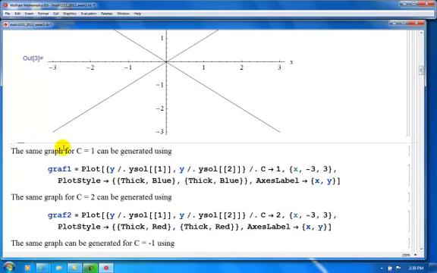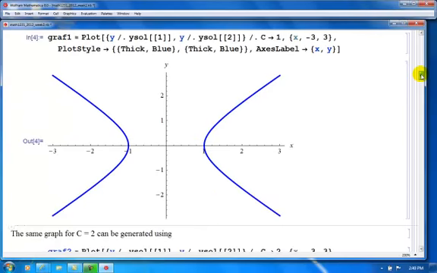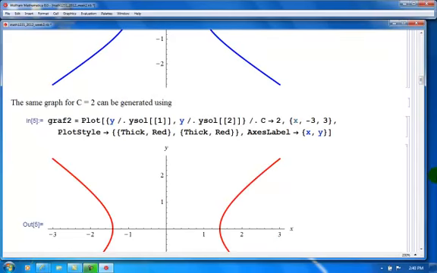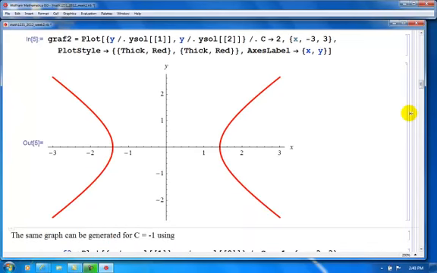So we'll do the same graph, but now for c equals 1. And we'll plot that as a blue curve using this. You can see it looks something like that. It looks like it might be a hyperbola or two sheets of a hyperbola. Well, let's do the same thing for c equals 2. And it looks something like that. That's the red curve. There we go. So that's what they look like for positive values of c.